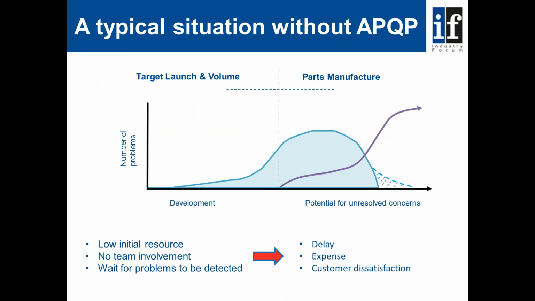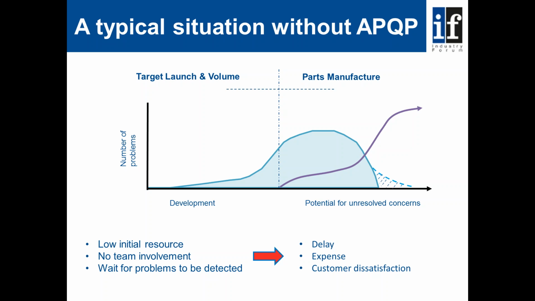If we think about how the world might look without APQP, what we can see here is that if we look at the curve, during the development phase there are relatively few problems being detected. However, if we take the purple traces indicating attempts to ramp up production, then what we can see is two things happening.